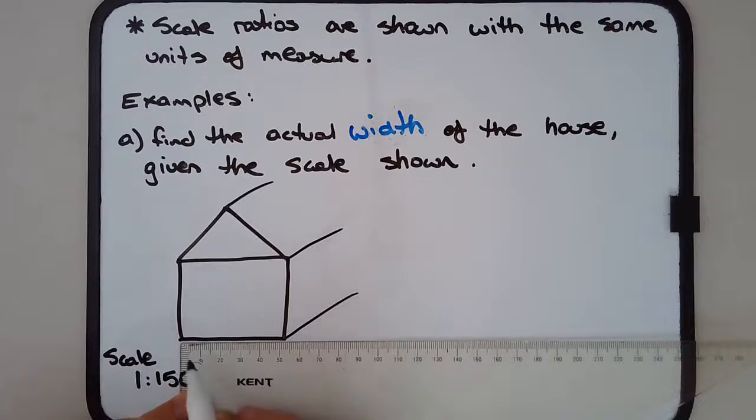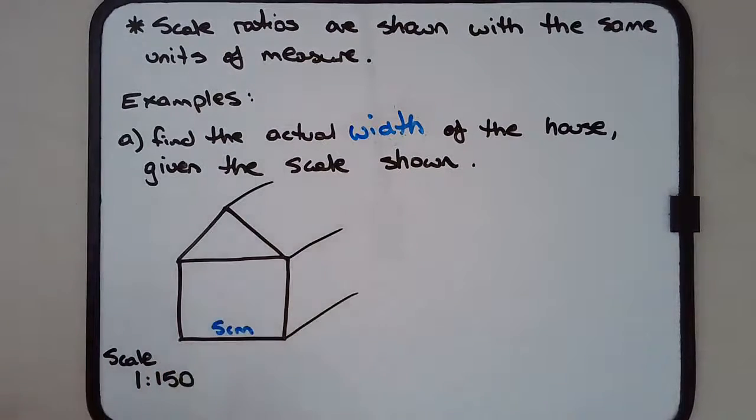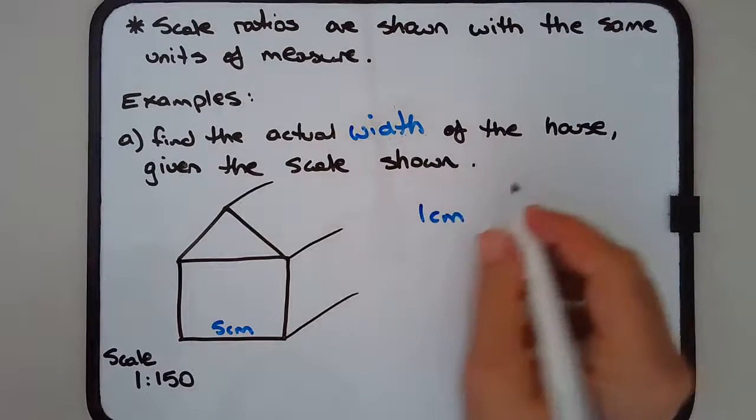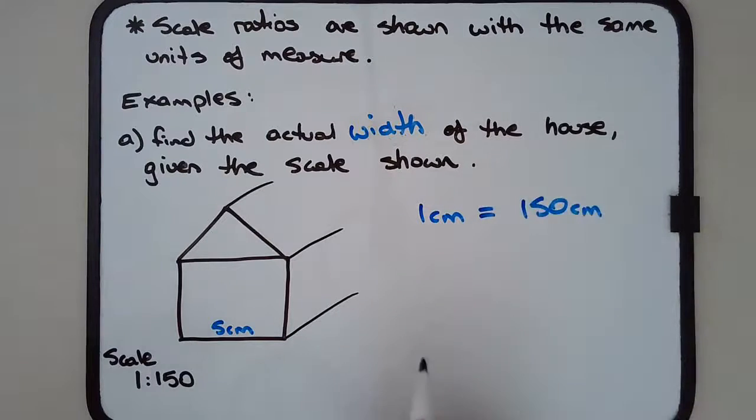Scale is 1 to 150. All right, so we've got 5 centimeters there. Measuring this with a ruler, we've got 5 centimeters. That means for every centimeter on this diagram, that represents 150 centimeters in real life. So 1 centimeter is equal to 150 centimeters in real life.